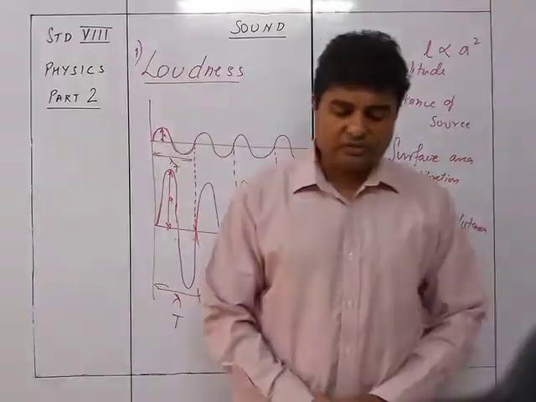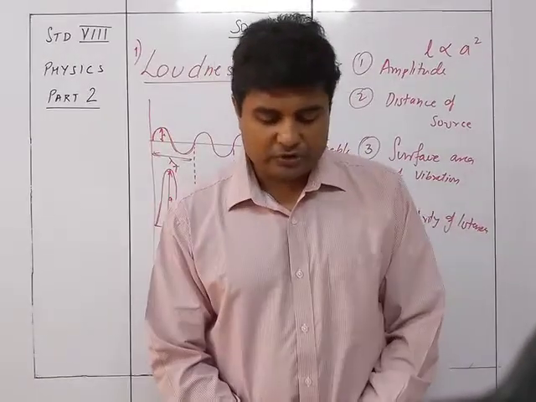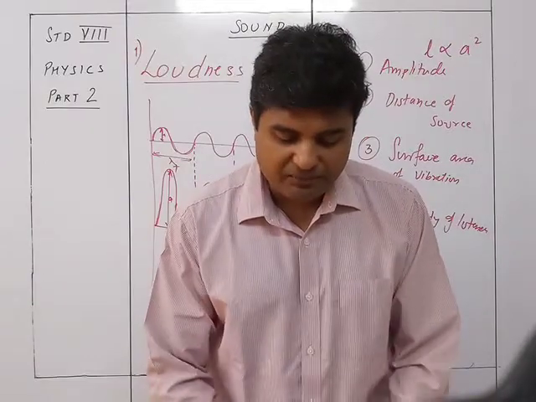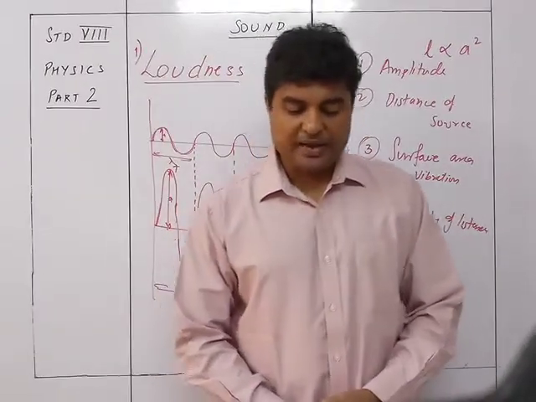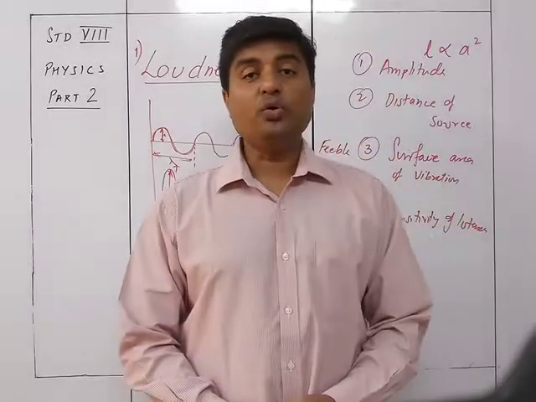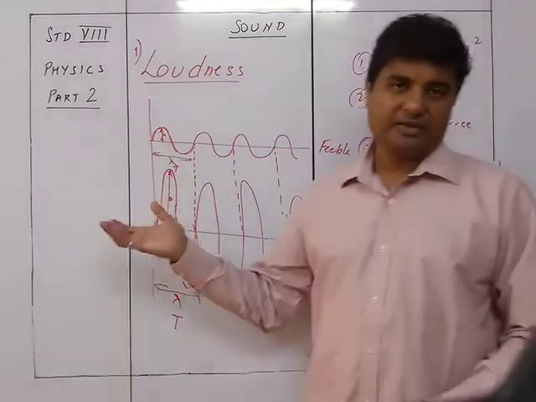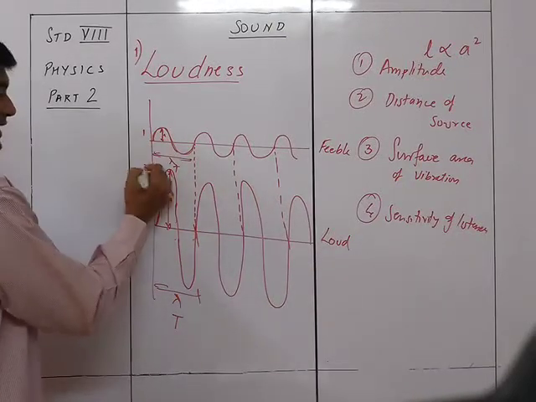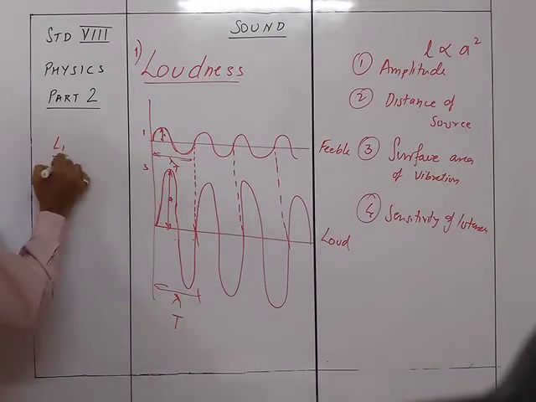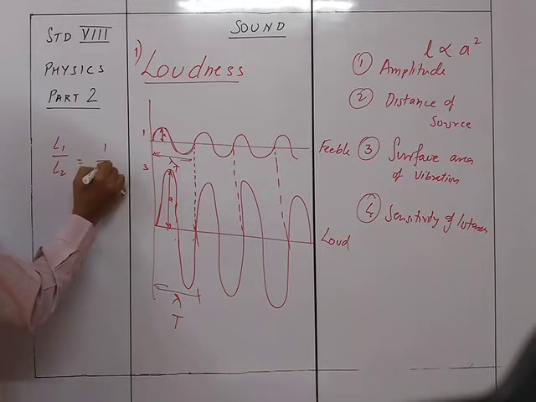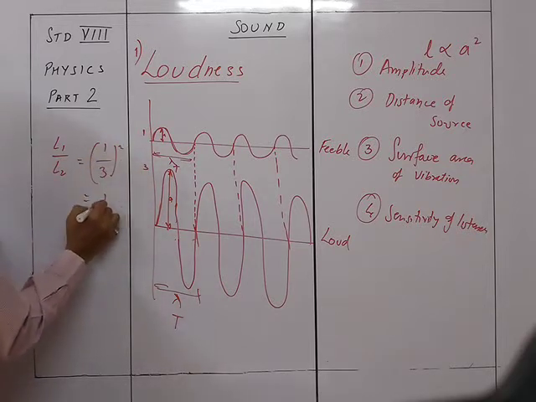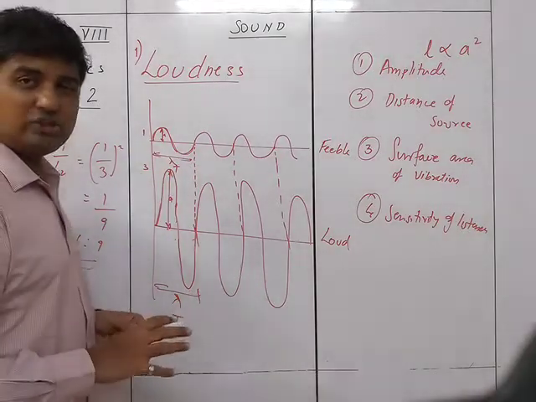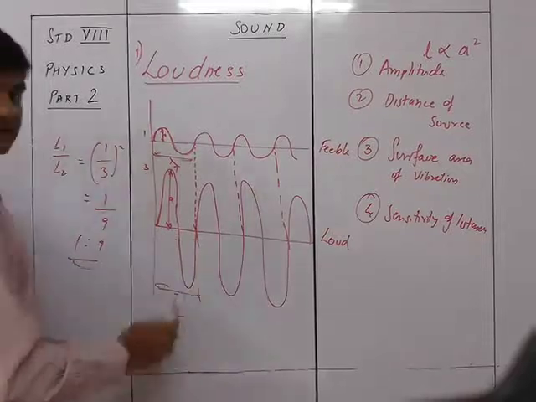Figure shows 2 waves A and B. The amplitude of wave A is 2 centimeters and that of B is 3 centimeters, but both waves are of the same frequency. The ratio of the loudness B and A is 9:4. So if I have this particular case also, what will happen? If this is 1 and this is say 3, then the loudness L1 upon L2 will be equal to 1 upon 3, the whole square, is 1:9. So it's 1:9 will be the ratio of the loudness of this one and this one.